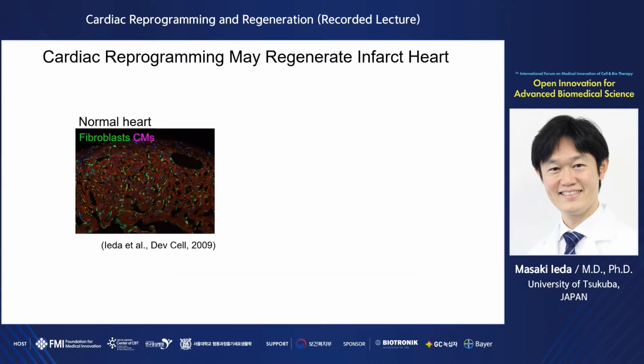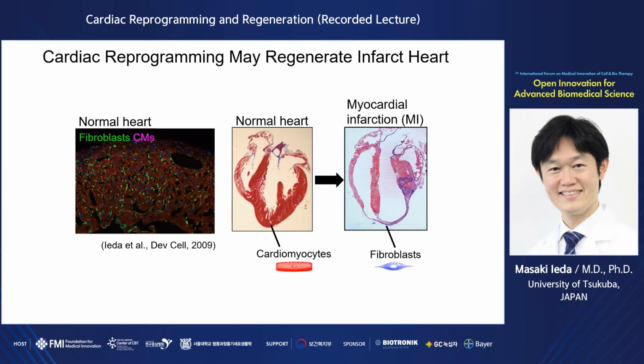Next, I'd like to talk about cardiac reprogramming. The left panel shows a normal heart, and the green cells indicate cardiac fibroblasts, and the red cells indicate cardiac muscle cells. As you may see, there are a lot of cardiac fibroblasts in the normal heart. In the right panel, you can see myocardial infarction. Compared with normal heart, after myocardial infarction, cardiomyocytes cannot regenerate, and the lost tissue is replaced by fibrosis, which includes fibroblasts and extracellular matrix.